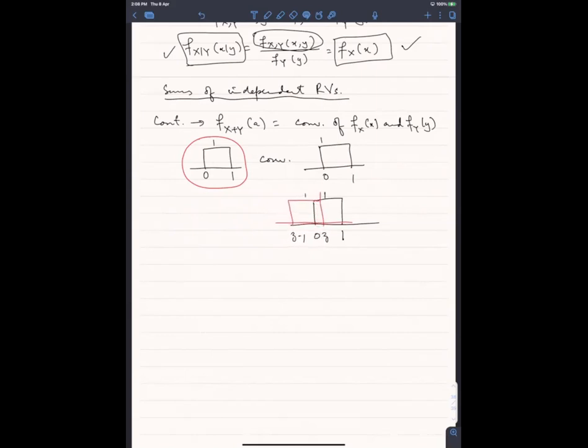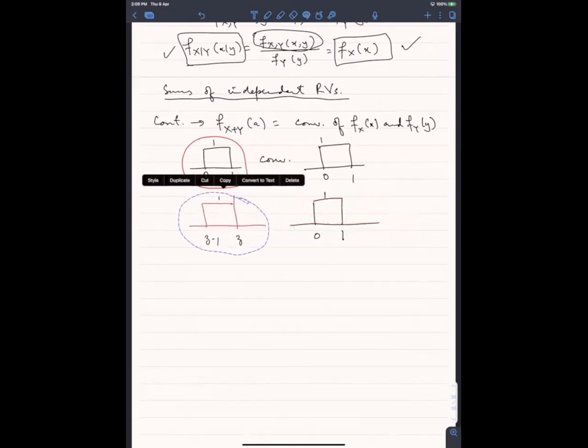So the product of the red guy and the black guy keeps on increasing, and this becomes a full overlap. The product of both will be 1, integrated over this area, it will give you an answer of 1. And then this guy keeps on moving, and the overlap decreases until it becomes 0.